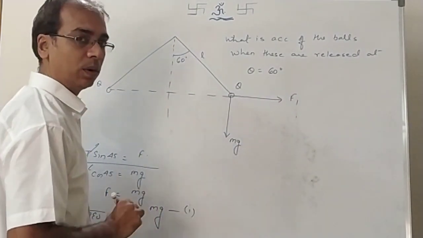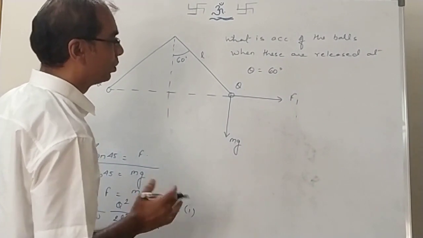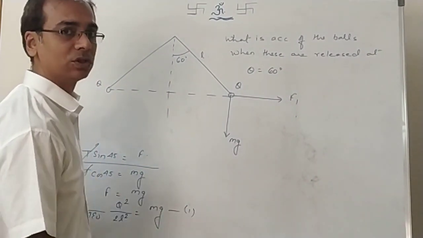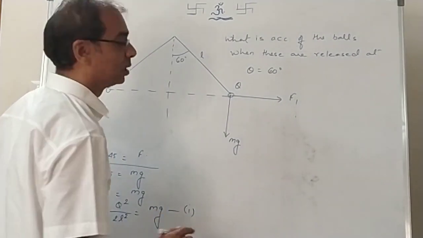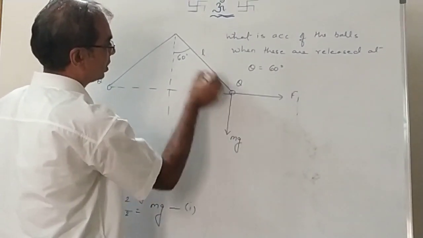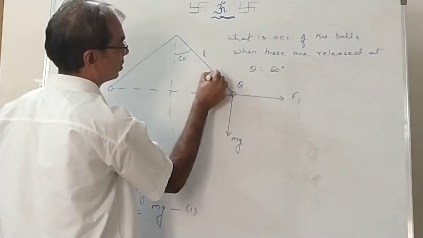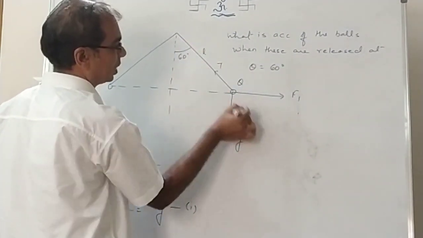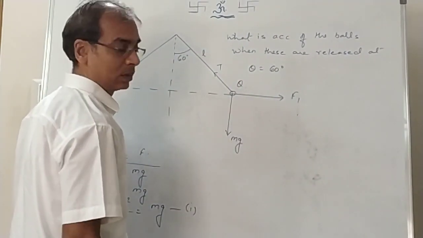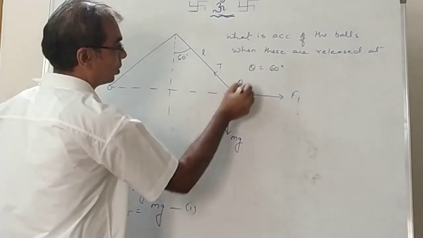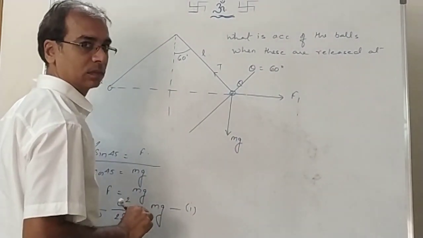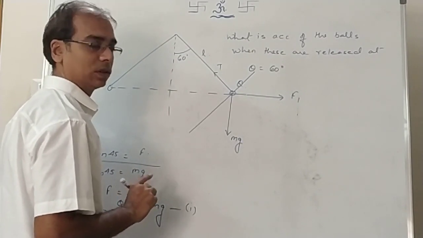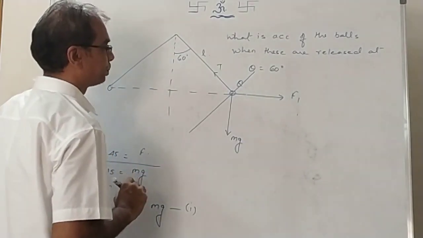Now we are going to resolve the forces in such a direction that we can get the acceleration. The question is, where is the acceleration? Is it going to be along the tension? Will the ball go in this direction? The answer is no. They will go in this direction, perpendicular to the tension, so we have to take the components.